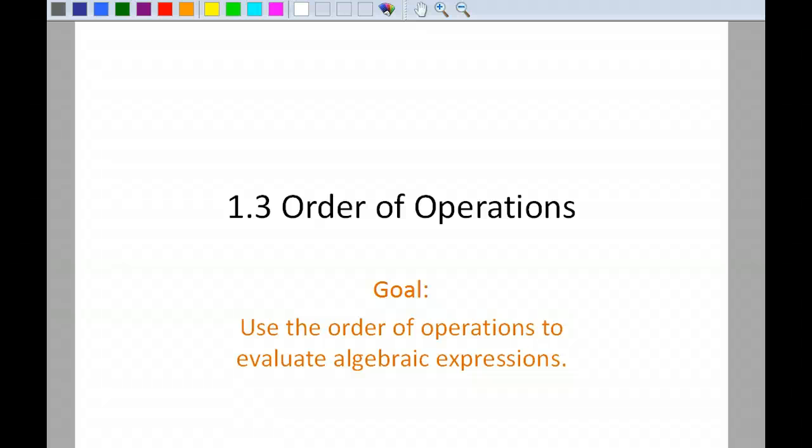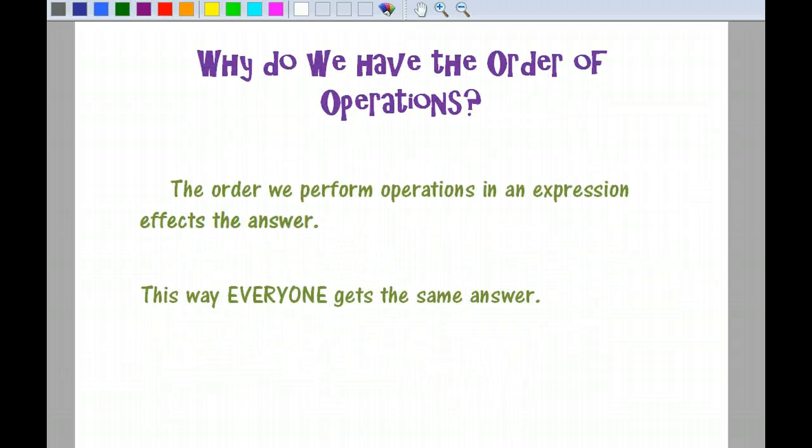Okay, this is section 1.3, and today we're going to be talking about the order of operations. Our goal for today is I want you to be able to use the order of operations to evaluate an algebraic expression. Okay, so first of all, why do we have the order of operations? Well, we have the order of operations because the order that you perform the operations in an expression affects the answer. So this way, everyone is going to get the same answer. It doesn't matter if you work it or I work it, we're all going to do the same process.